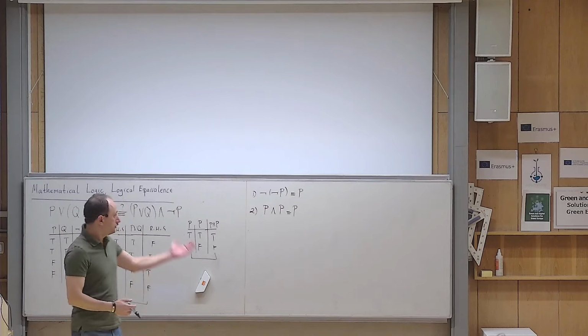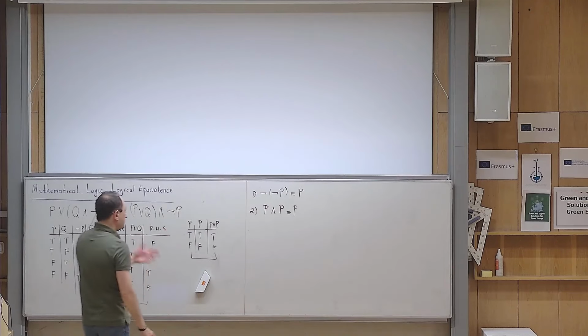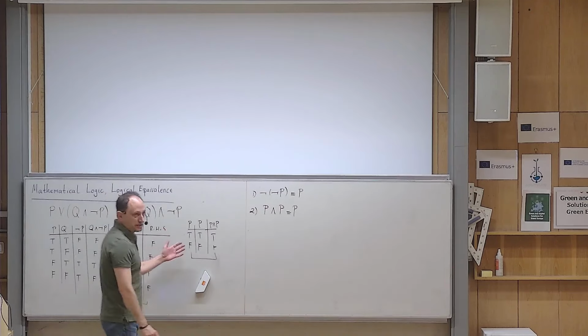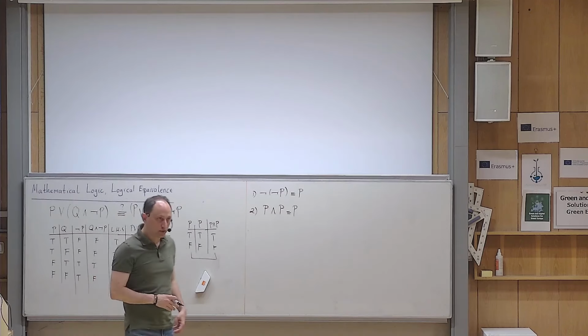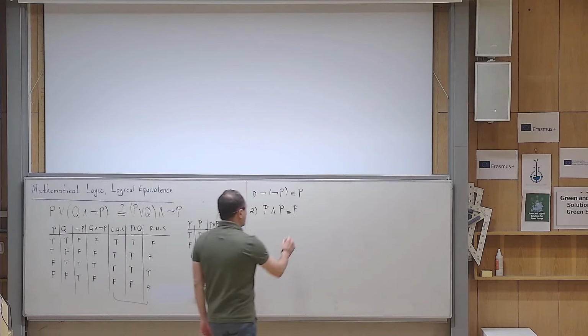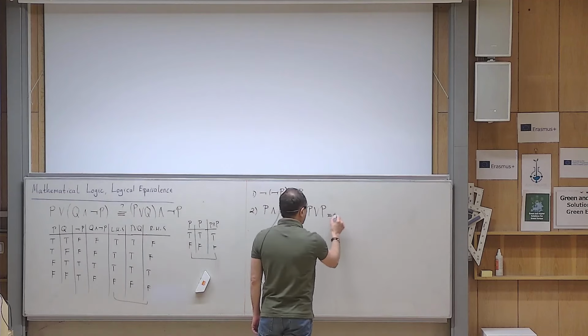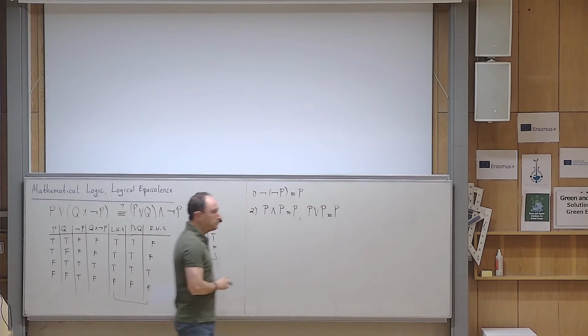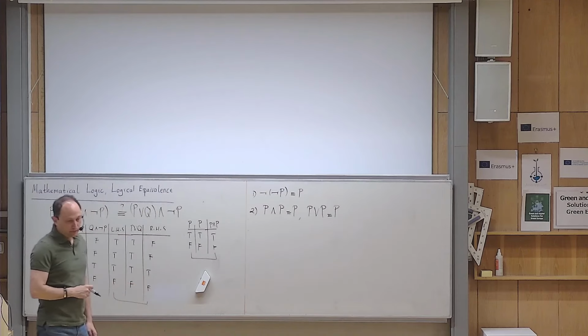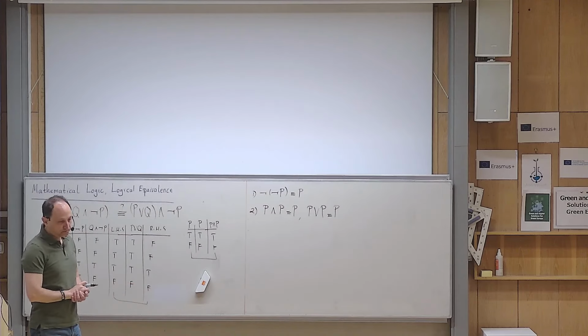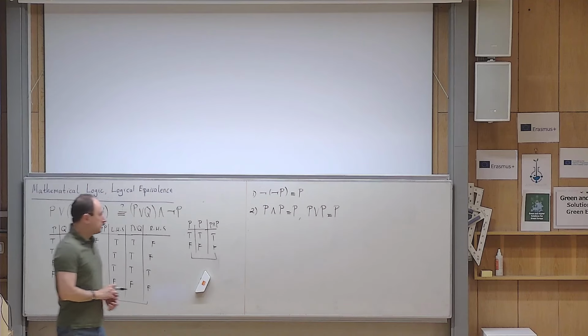So the proof for these, we have to use the table, yes? But after we use the table to prove them once, we can always use them for the proof. And then of course, do you think we also have something like this? Yes, P or P is also equivalent to P. These are called idempotent laws. Yes. So we have two other laws.